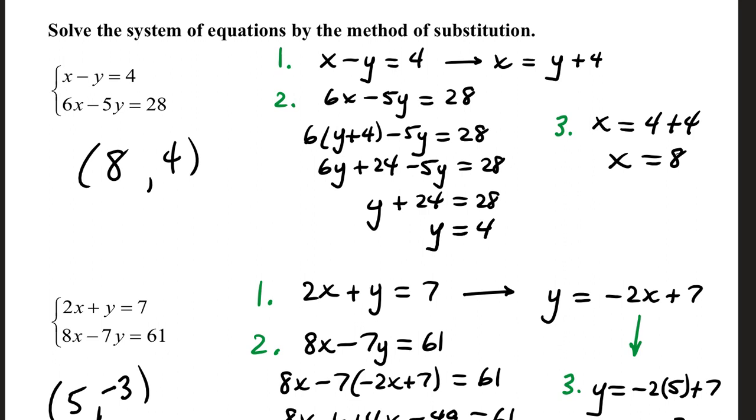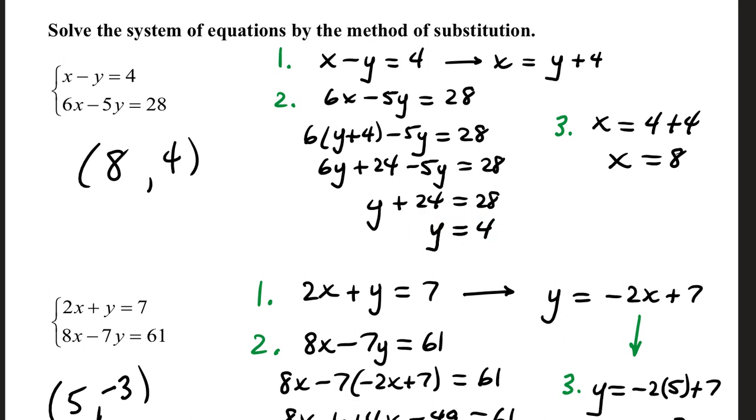Then in step 2, you go to the other equation and you substitute x with y plus 4. 6x, replace your x with y plus 4, minus 5y equals 28. Distribute the 6: 6y plus 24, minus 5y equals 28. 6y minus 5y is 1y, plus 24 equals 28, so y equals 4.